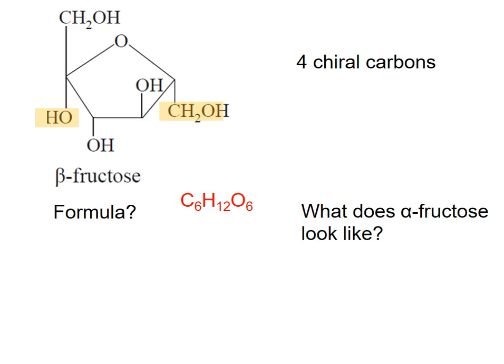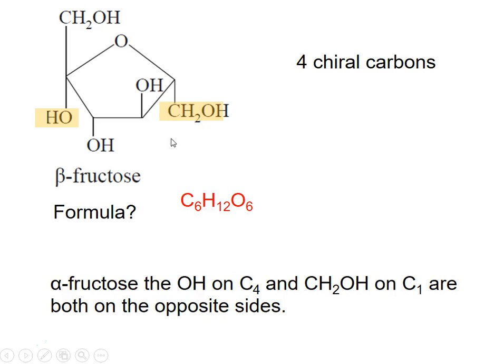And alpha, can you work out? I've talked about it. Can you remember? Alpha is when this OH is on the opposite side to that. Okay, I'm probably going into too much depth about beta and alpha, but you need to recognize that these groups can flick around and then it makes a different stereoisomer.